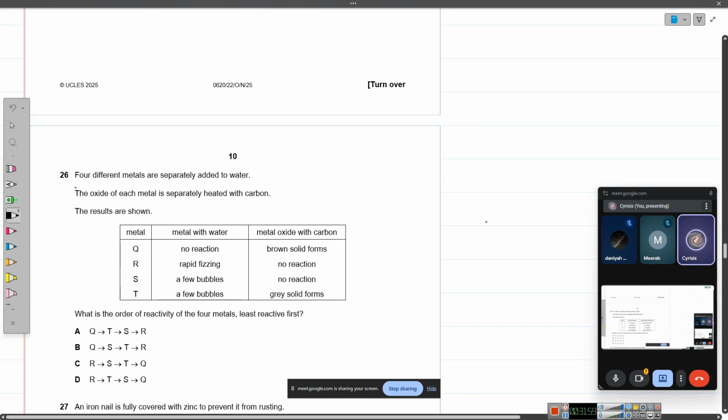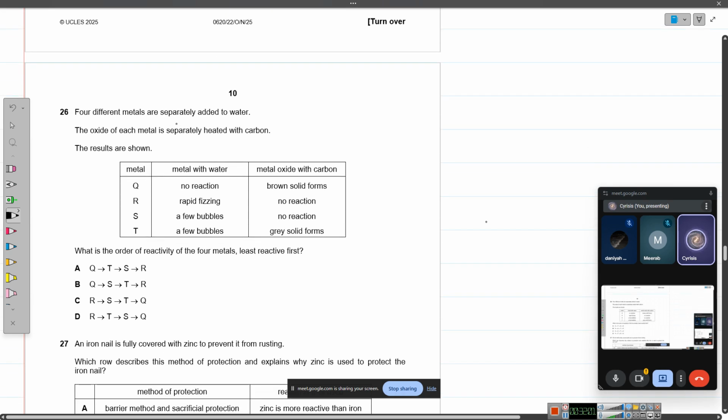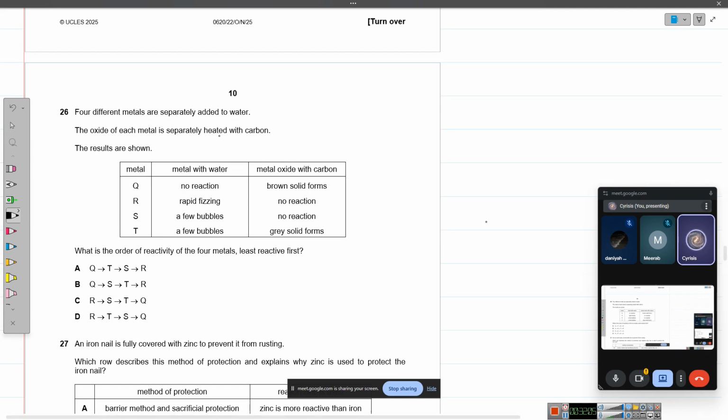Okay, four different metals are separately added to water. The oxide of each metal is heated with carbon, right? Four different metals are separately added to water. Oxides of each metal are separately heated with carbon. The results are shown, right?